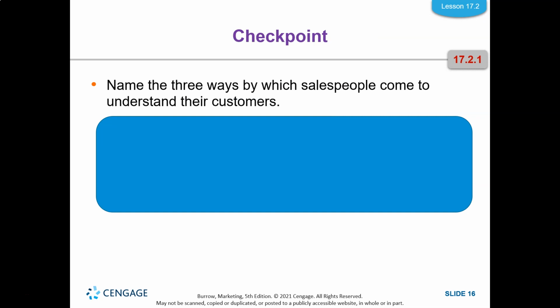Checkpoint question for 17.2.1. Name the 3 ways by which salespeople come to understand their customers. I will pause the video so that you may go get that answer.